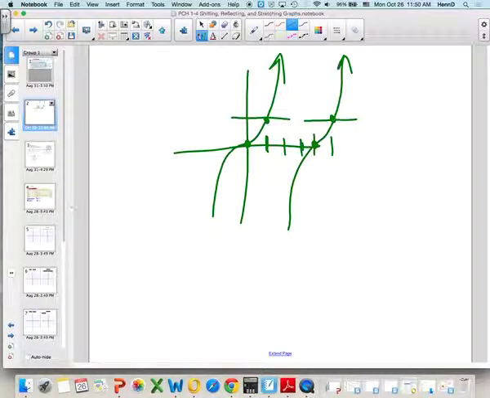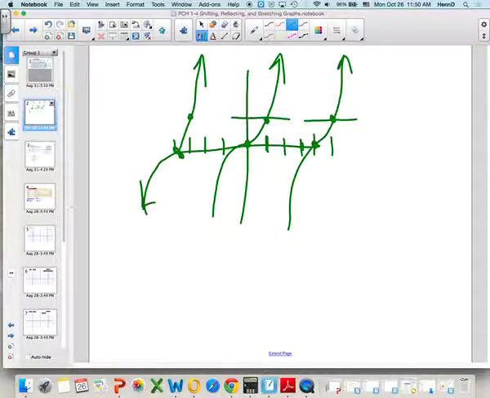On the other hand, if we were to add 4 to x, that's going to make us reach 0 faster. If I had x plus 4, I'm going to hit 0 4 units earlier than I normally would, and I'm going to hit 1 4 units earlier than I normally would. And now we have the whole thing shifted to the left.